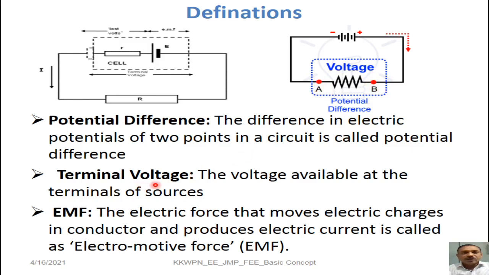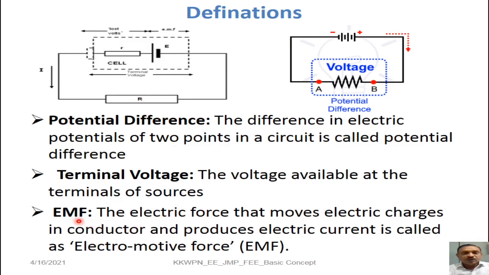Now the next important definition is the terminal voltage. The voltage available at the terminal of a source is called the terminal voltage. We can refer to this diagram where you can see that the dotted box is the battery or a cell which has two terminals, on the left and right side. So the voltage across these two terminals will be called the terminal voltage of that battery, and the same voltage will appear across this load resistance which we denote by capital R.